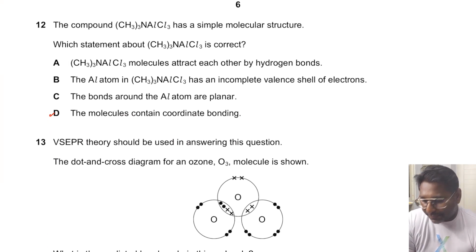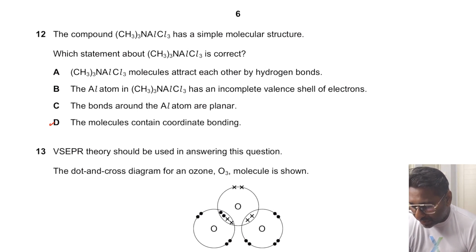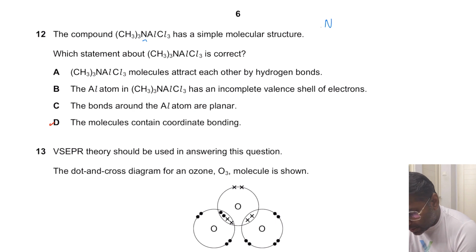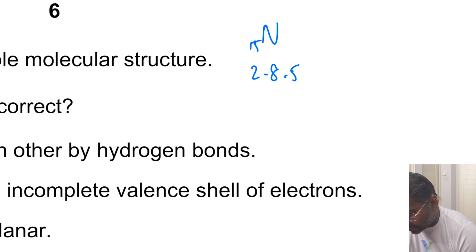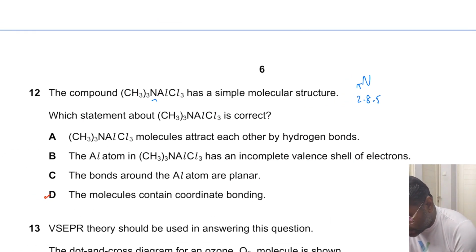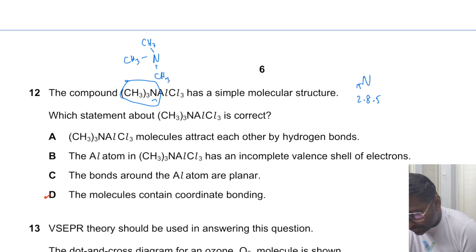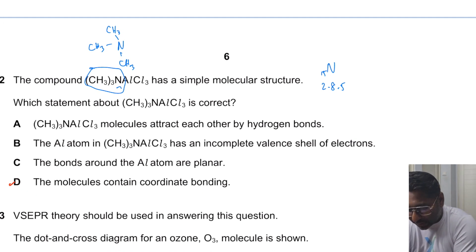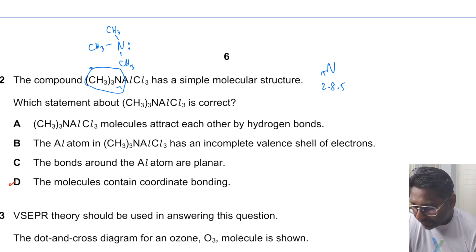Okay, next question, number 12. The compound has a simple molecular structure. Which statement about this compound is correct? If you look at this compound, you can see nitrogen. Something to note about nitrogen: because nitrogen is 2,5, in the simple form it has 5 valence electrons. So if nitrogen is bonded to 3 CH3, 3 valence electrons are shared with the carbon, and there will be one lone pair existing at the nitrogen.